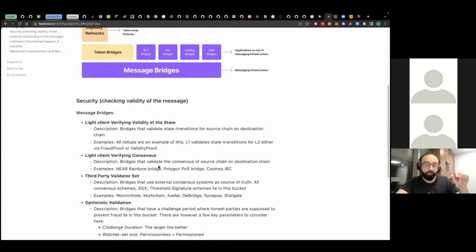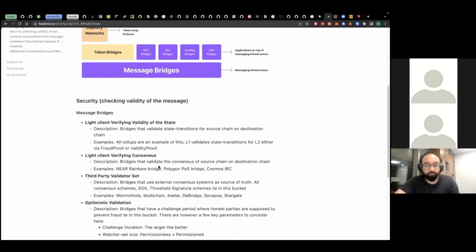And one interesting thing to note about this particular bucket is that it resembles a full node in a Geth or blockchain node sense. Whatever a full node does, this bucket does exactly that, because a full node also verifies each and every valid state transition, and that's how it knows things are working as they should, as the protocol defines.